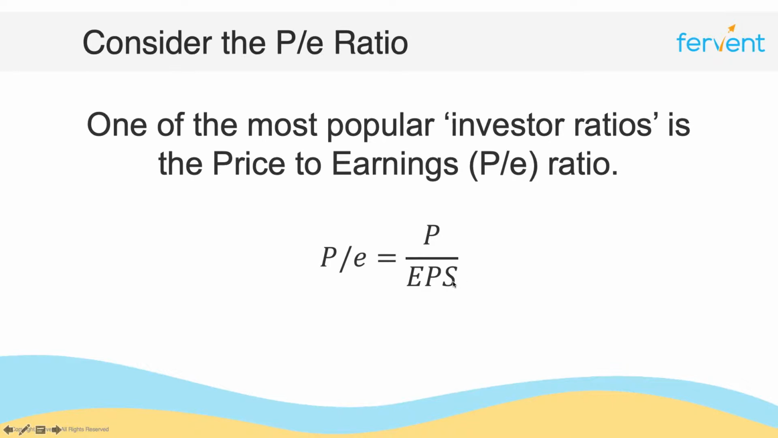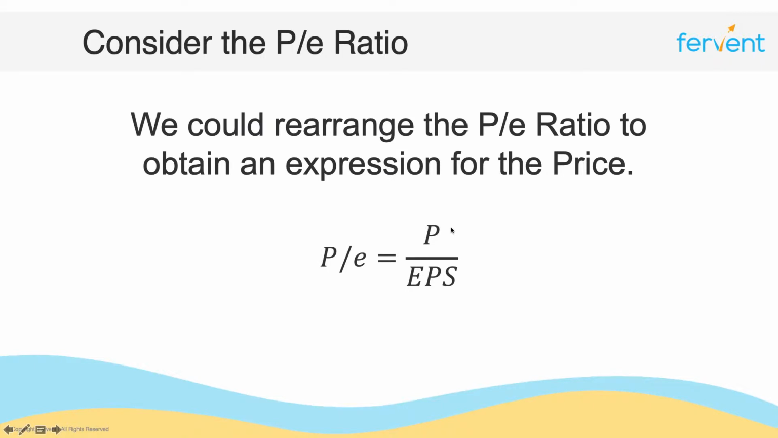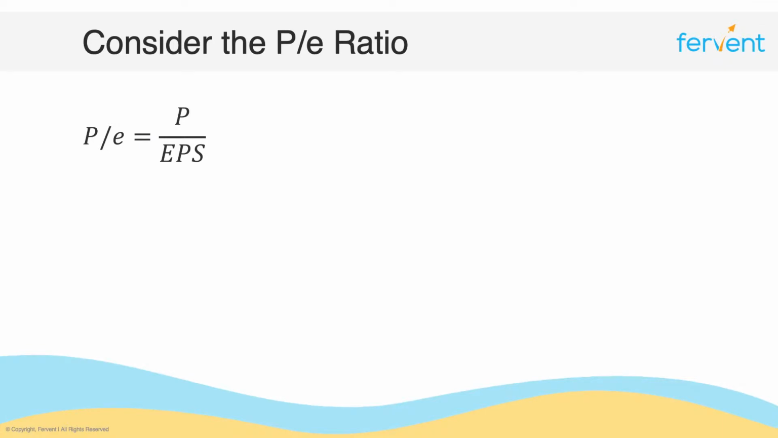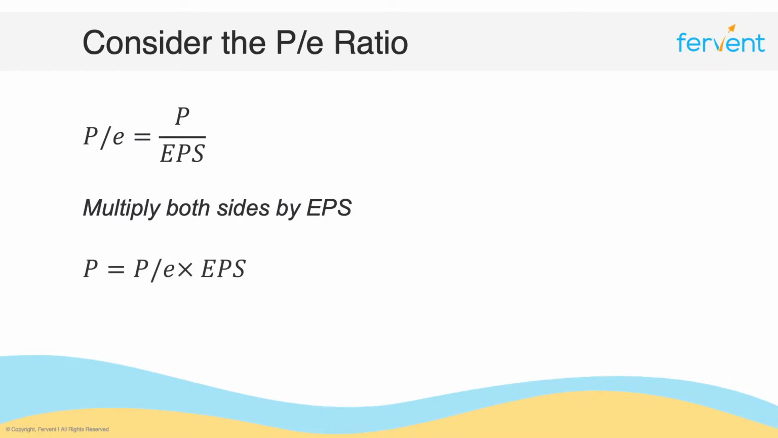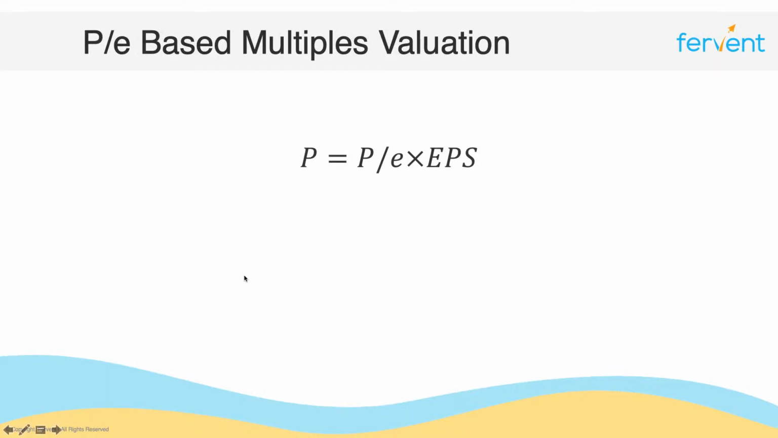Now, we're going to discuss the price to earnings ratio in a lot more detail later on, but the only thing you need to know for now is that this is one of the most popular ratios out there, and what we can do is rearrange this equation to obtain an expression for the price. So what does that look like? Well, we know that the price to earnings ratio, PE, is equal to the price divided by the EPS. If we multiply both sides by the EPS, the left-hand side would be PE multiplied by EPS, and the right-hand side would be P divided by EPS multiplied by EPS. And so the EPS on the right-hand side would cancel off. So what you'll be left with is that the price is equal to the price to earnings ratio multiplied by the EPS. And so this is an example of a multiples-based valuation, right?